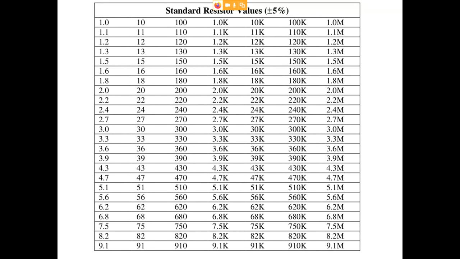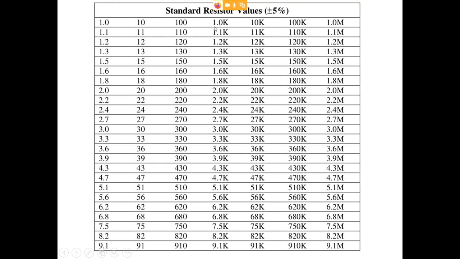So if you look here, this is a little table that shows you the most common values that you can find. So if you wanted a 1000 ohm resistor, no problem. You can go out and buy a 1,000 ohm fixed resistor, something like this, and they're readily available. 10,000 ohms, 100,000 ohms, or even a million ohm resistor. We'll use that in lab next week, a 1 mega ohm resistor, 1 million ohms.